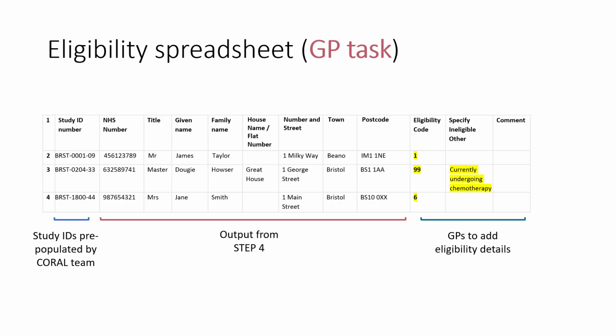The clinician has detailed that this patient is currently undergoing chemotherapy and is therefore not appropriate to approach to take part. Finally, Jane Smith has the eligibility code 6, which means she has a current warfarin prescription and is therefore not eligible to take part.